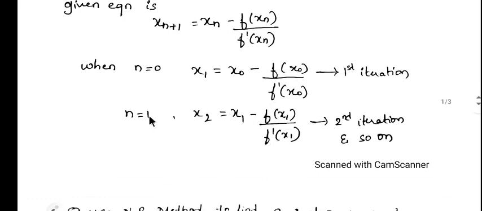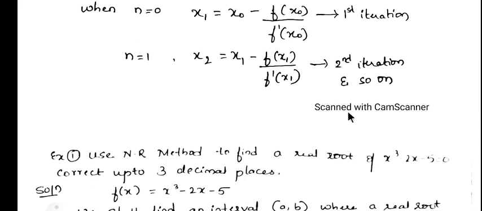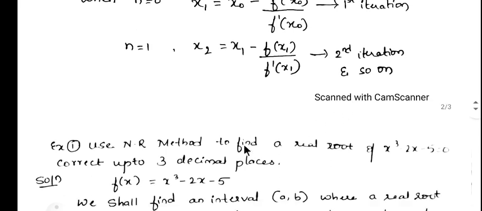Next, when I substitute n equal to 1, the given formula becomes x2 equals x1 minus f of x1 divided by f dash of x1. That is the second iteration. Similarly, when I substitute n equal to 2, then x3 equals x2 minus f of x2 divided by f dash of x2. That is your third iteration. We can continue till the (n+1)th term.